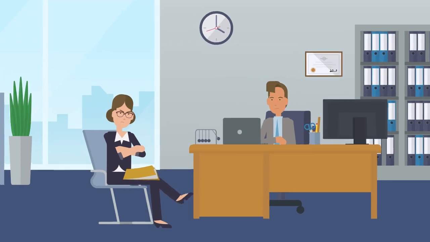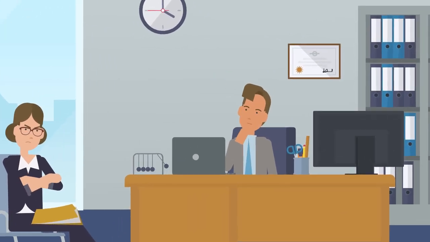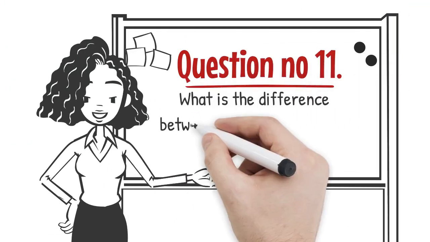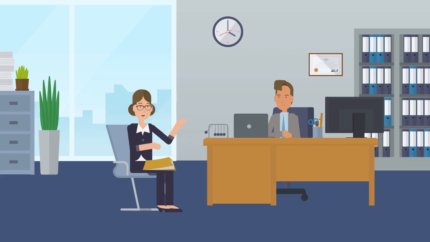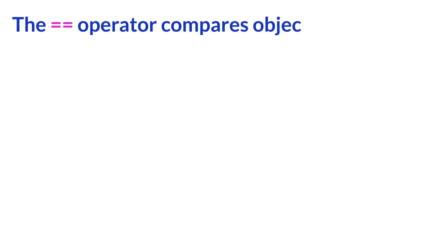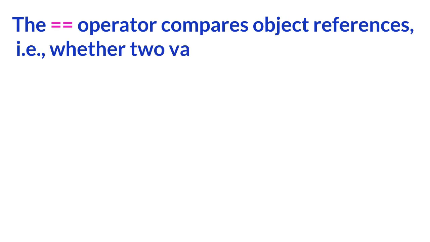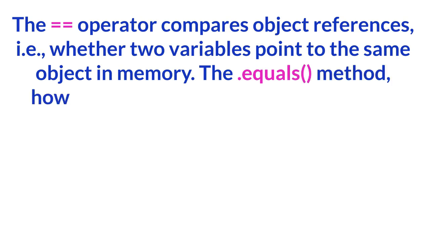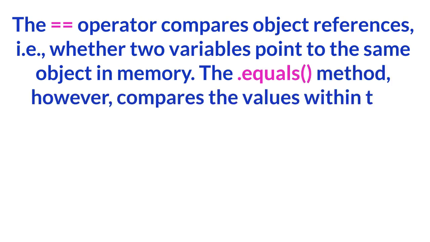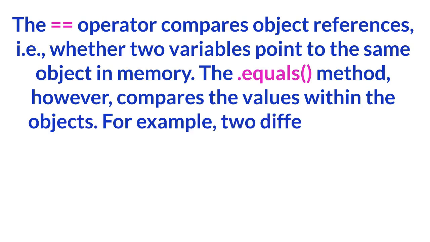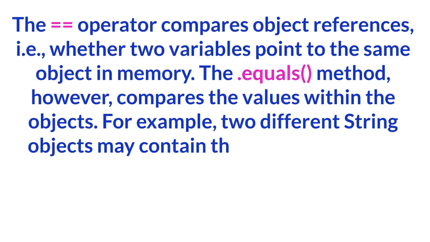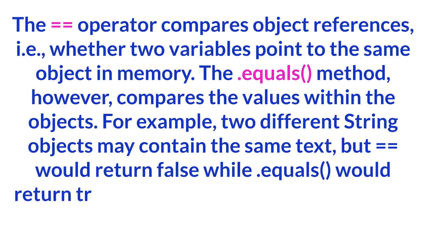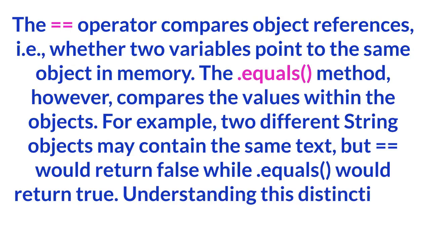Explain to me the difference between == and .equals() in Java. The == operator compares object references, i.e., whether two variables point to the same object in memory. The .equals() method, however, compares the values within the objects. For example, two different string objects may contain the same text, but == would return false while .equals() would return true. Understanding this distinction is key to avoiding logical bugs.